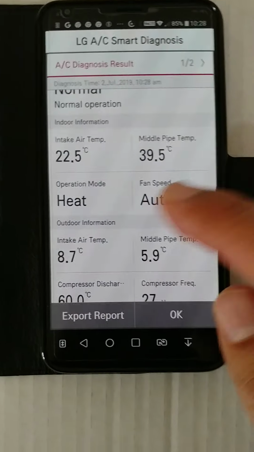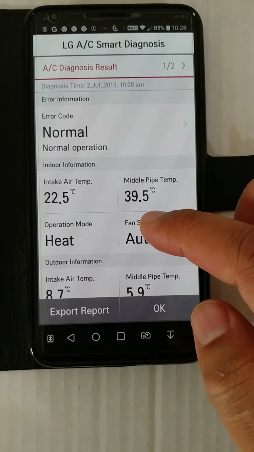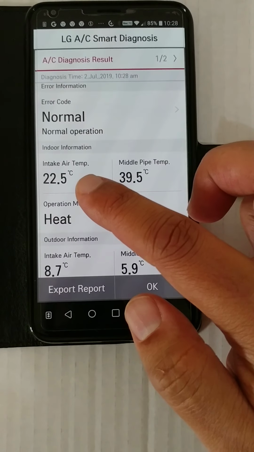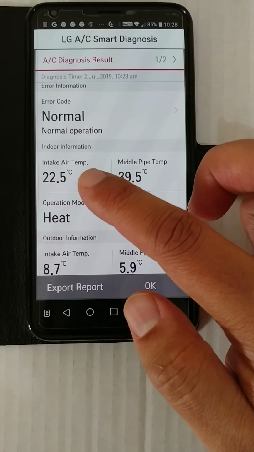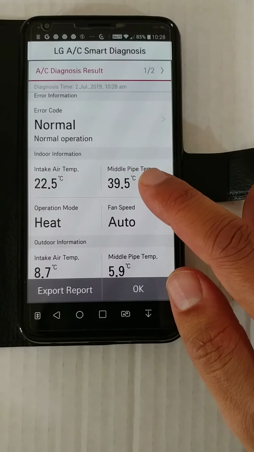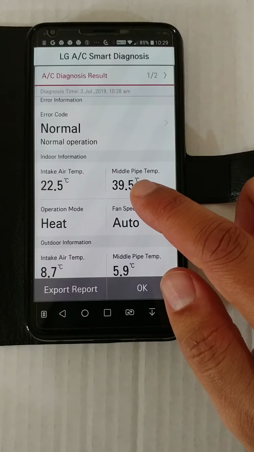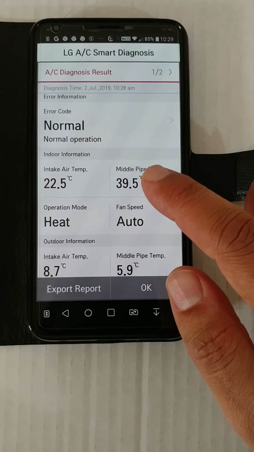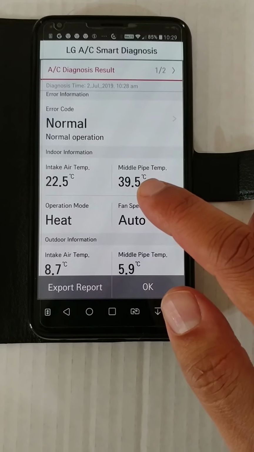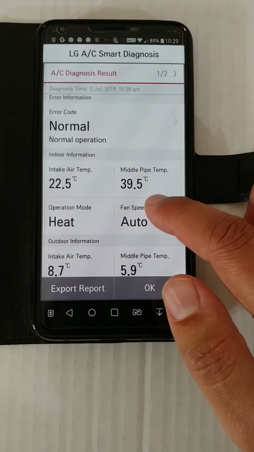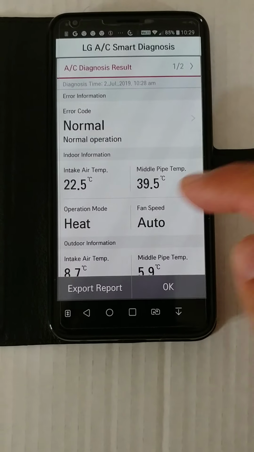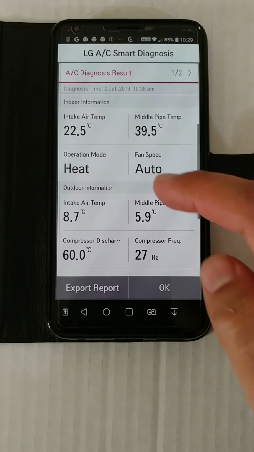So if you have a look, currently what I've got here is intake temperature of the unit, 22.5 degrees, no error code, normal operation. Because it's in heating mode, the coil inside the evaporator or indoor unit, as you can see, indoor information, is 39.5 degrees. It's heating, heat mode, fan speed auto. So the fan speed is on auto.